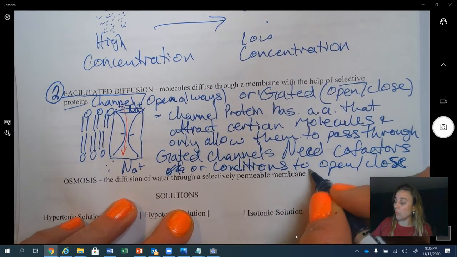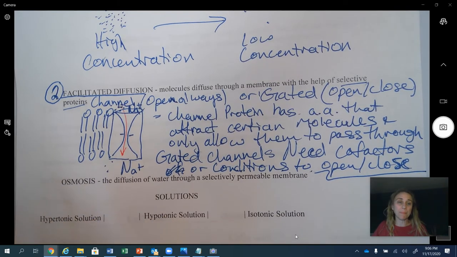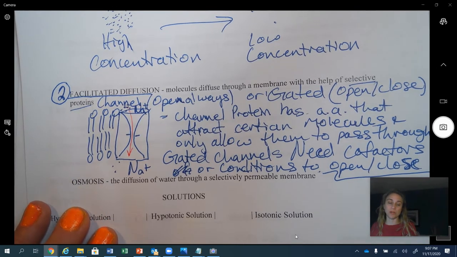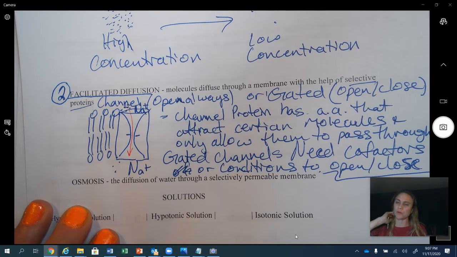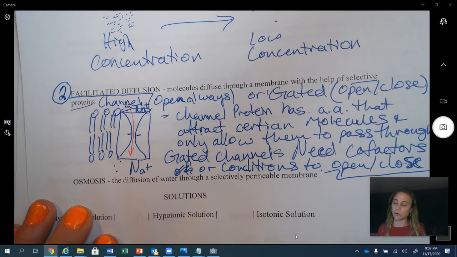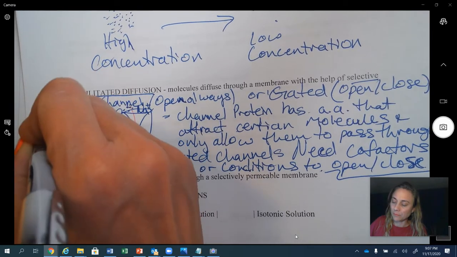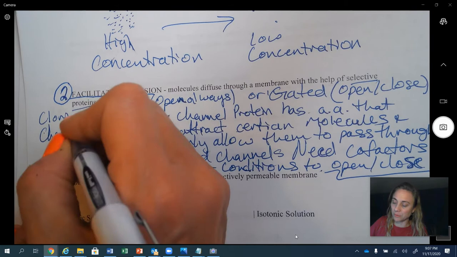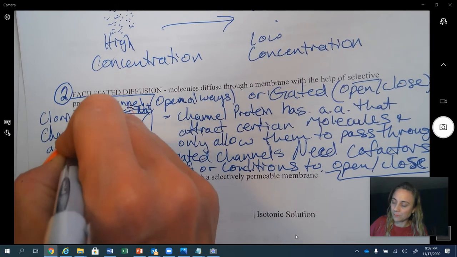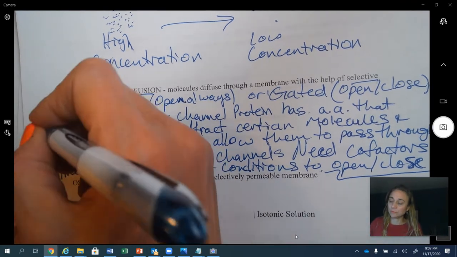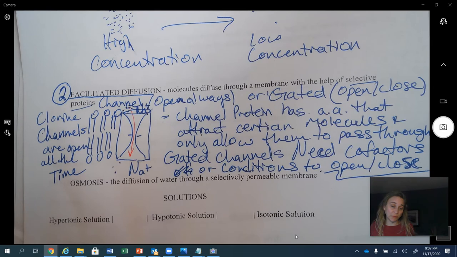Chlorine channels are open all the time, usually for balancing. Glucose channels, I think they need insulin to open them. Remember that your cells don't actually absorb glucose on their own. It's too polar and large a molecule, and so it needs that insulin cofactor. So maybe chlorine channels are open, usually in cells, especially in muscle cells, for example. Those are types of facilitated diffusion.